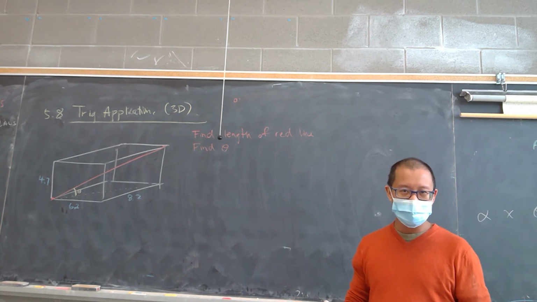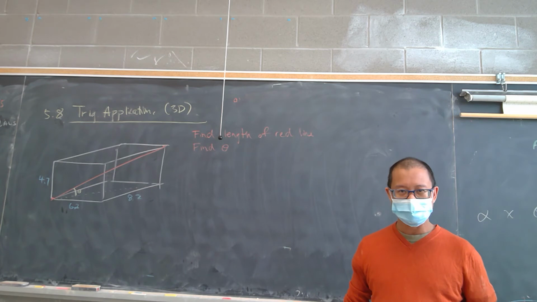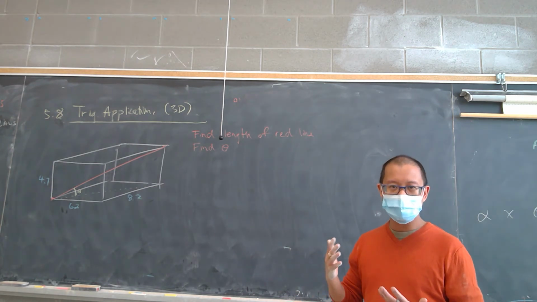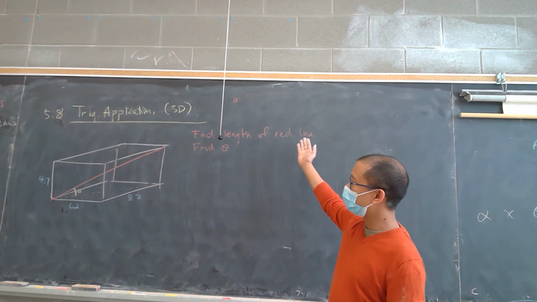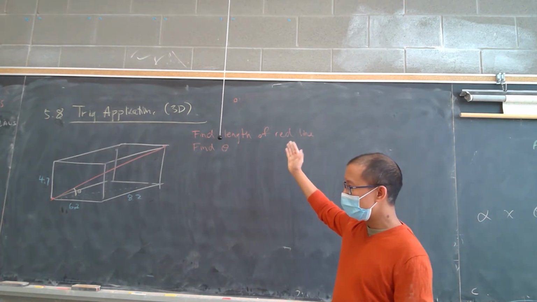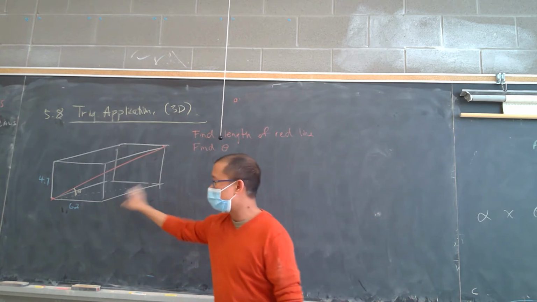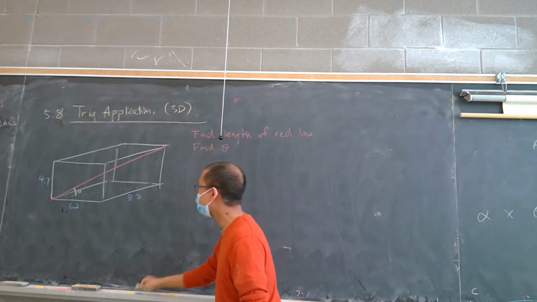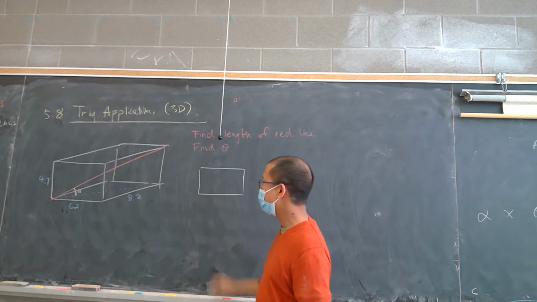The way that I like teaching this, and again, feel free to pause the video and try it yourself, is to break the question into its two-dimensional components. Although we want to find the length of the red line, we first need this dotted line on the base. So watch what I'm going to do. I'm going to reproduce the bottom rectangle.